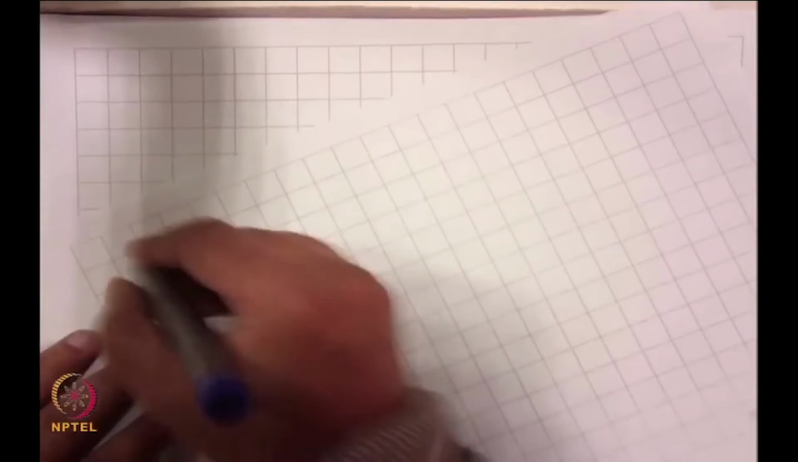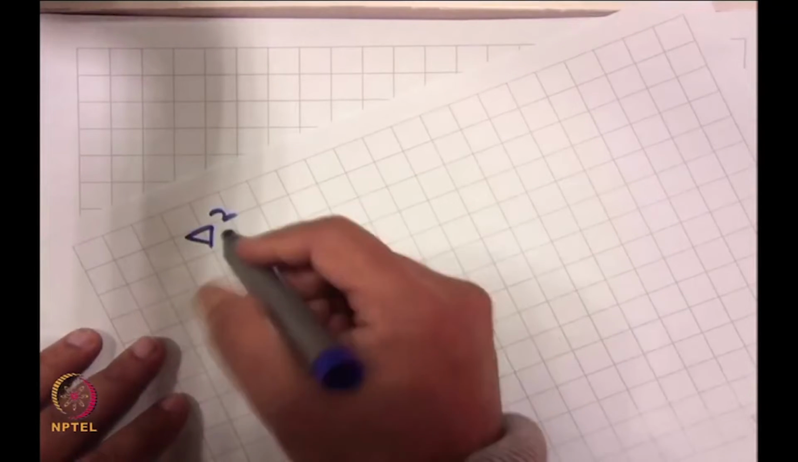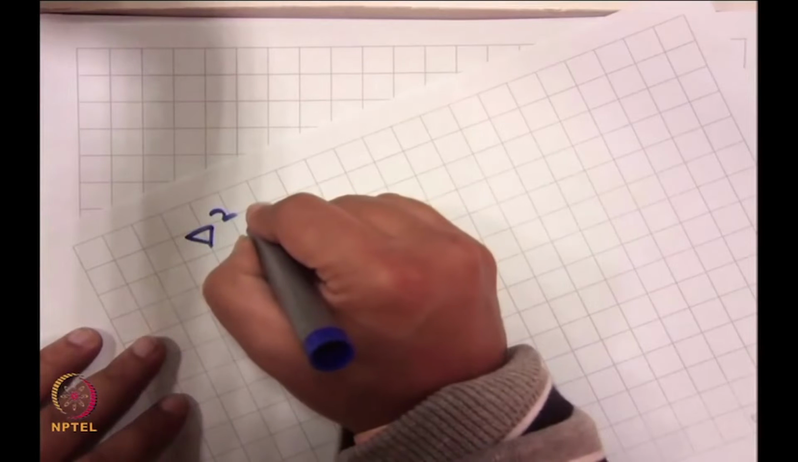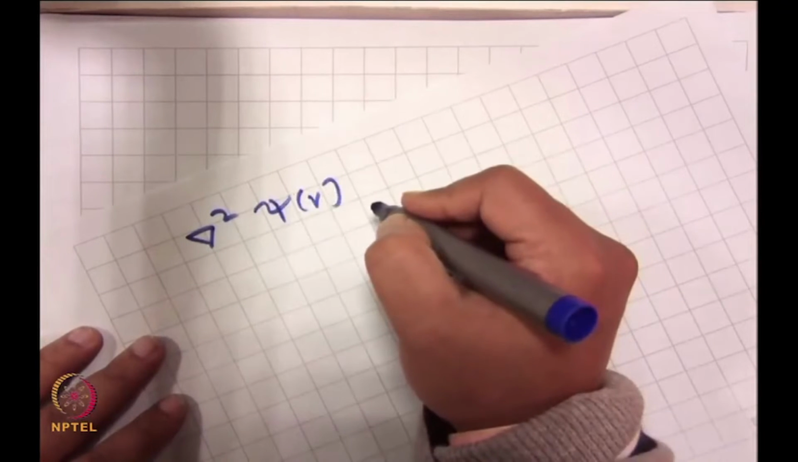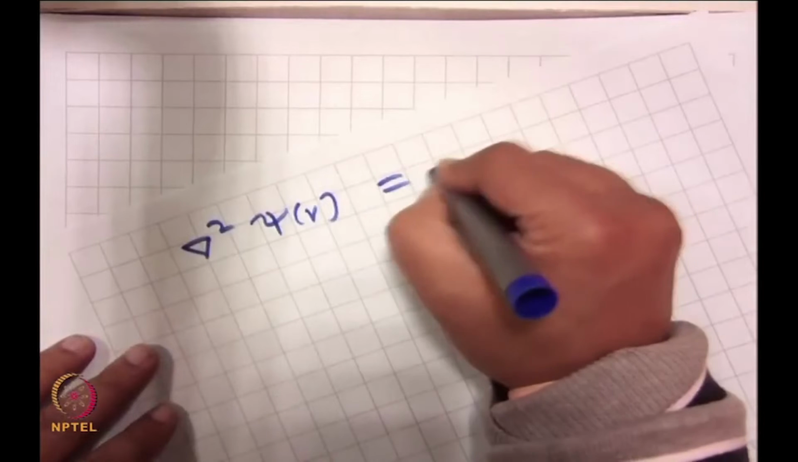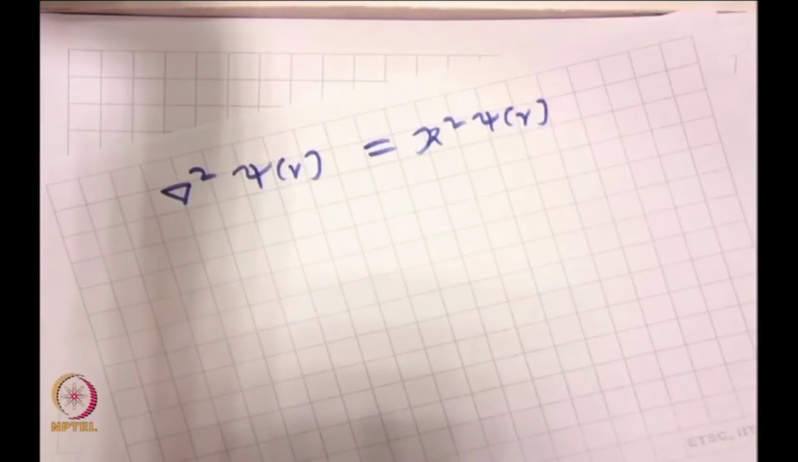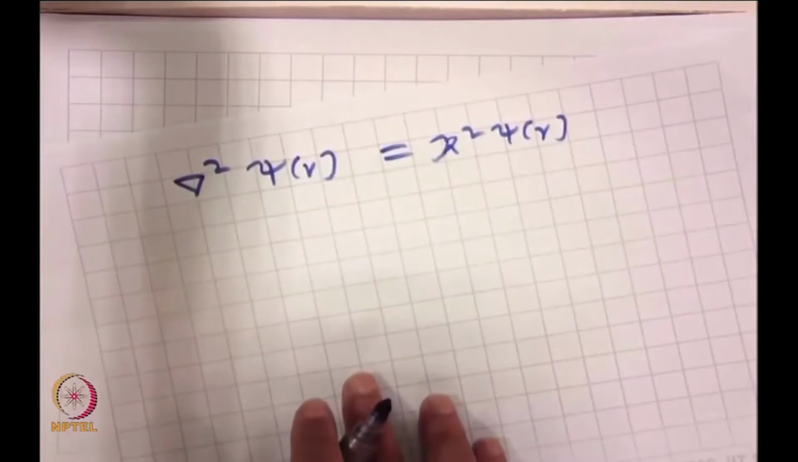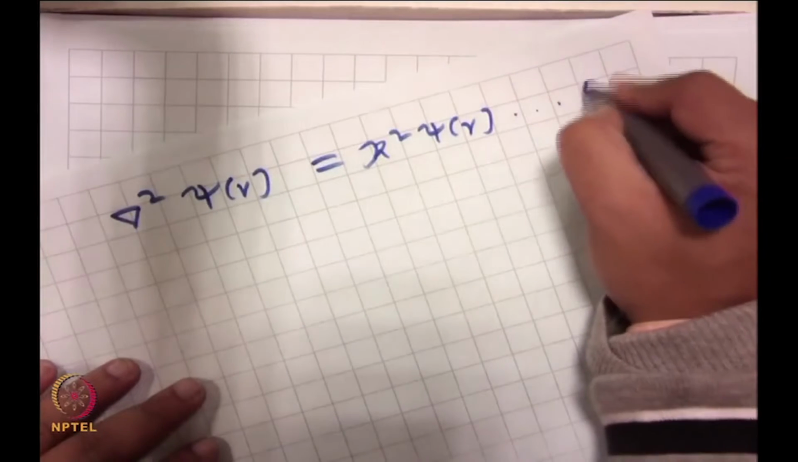Now, I can also write this as del squared psi, now I will be writing r instead of x, is equal to kappa squared psi of r. That is what we are going to solve now. So, I think I forgot the last number, maybe this is equation 4.